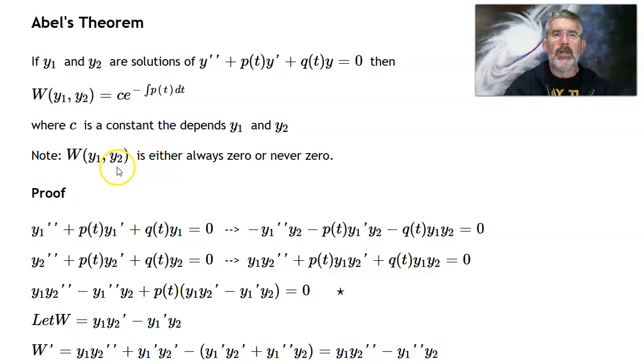Something to note here is that the Wronskian of y1 and y2 is either always 0, if c is 0. For instance, if y1 and y2 are linearly dependent, then the Wronskian should be 0, and that would happen with c equal to 0 here. Or it is never 0, because the exponential would never be 0, and if c is not 0, then the whole thing is never going to be 0. So that's not to say that you can't have functions having a Wronskian that is sometimes 0 and sometimes not. We saw that in one of the examples I gave in the previous video.